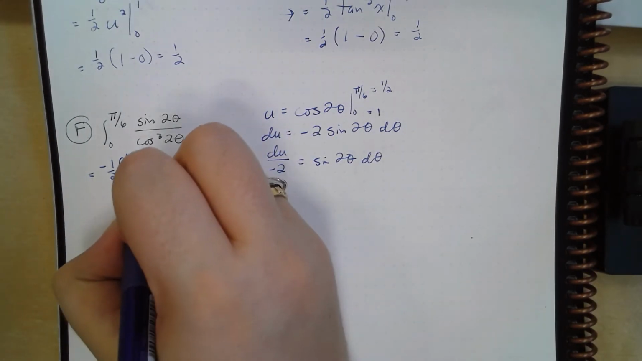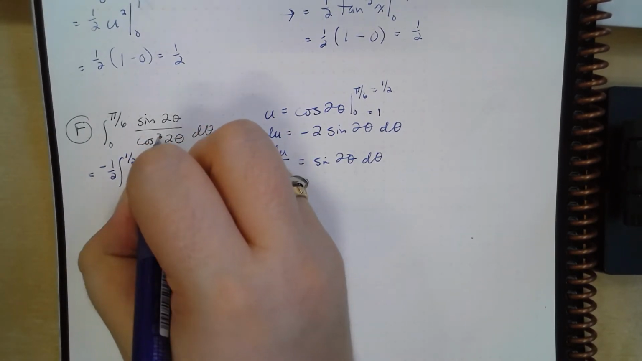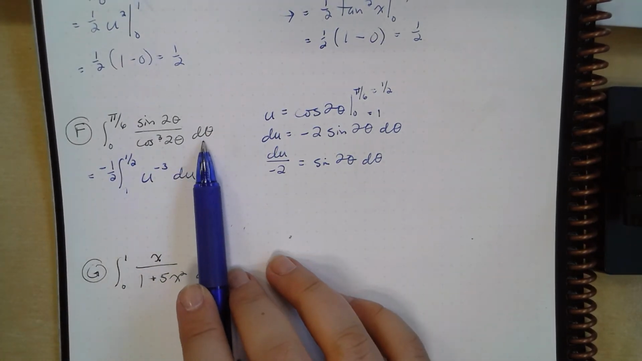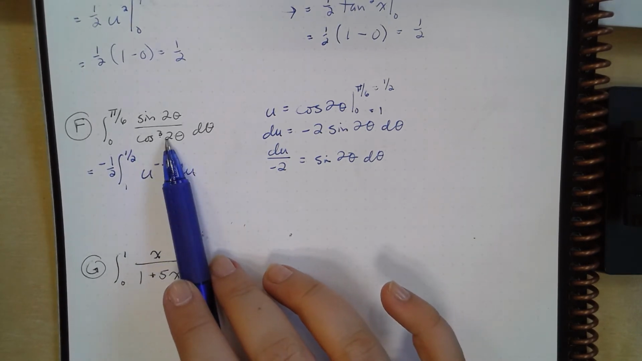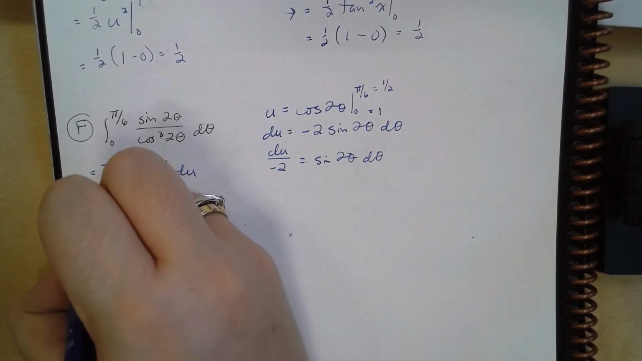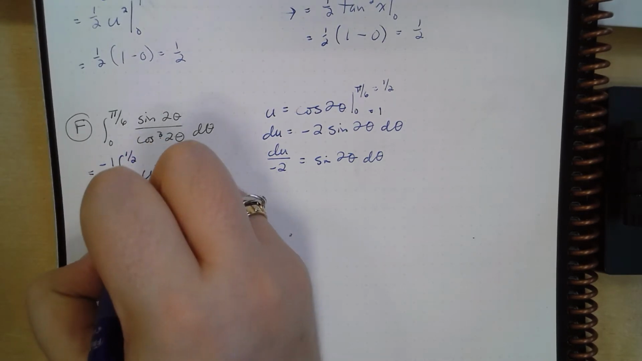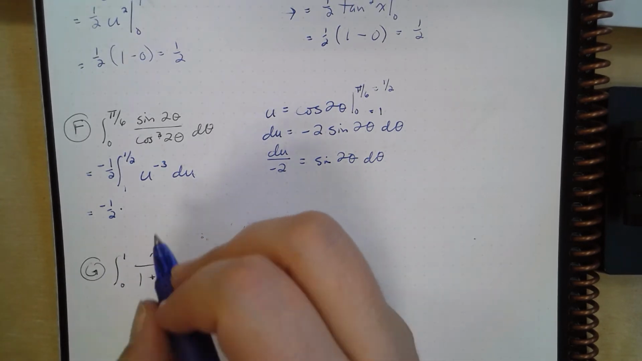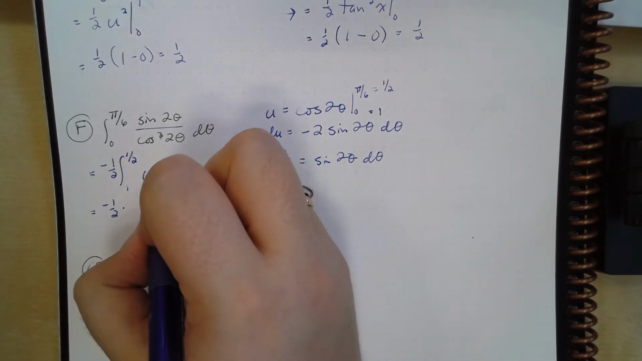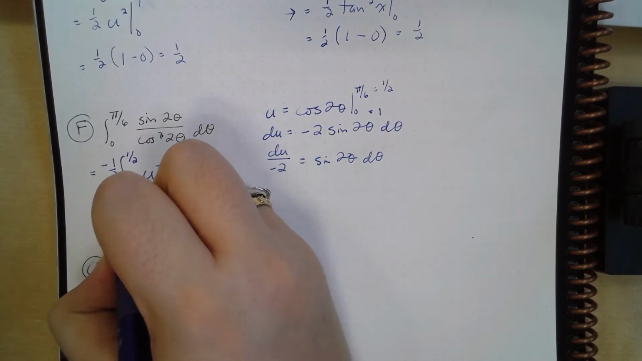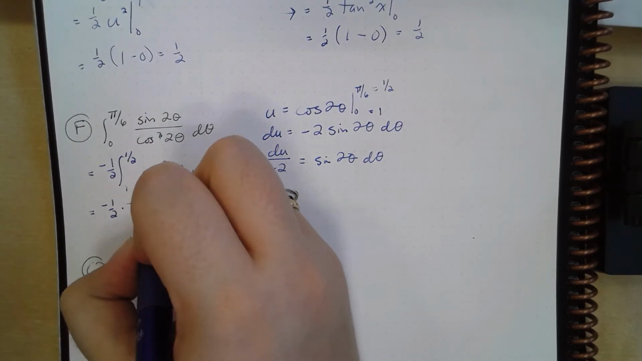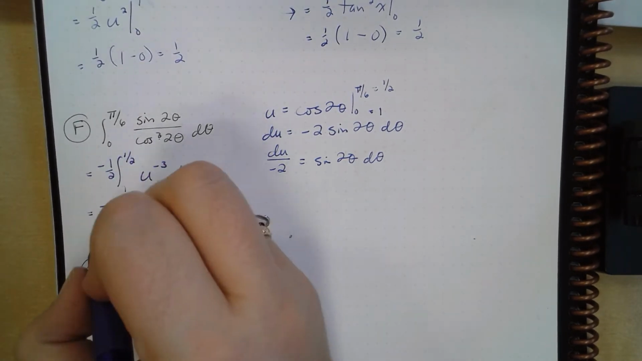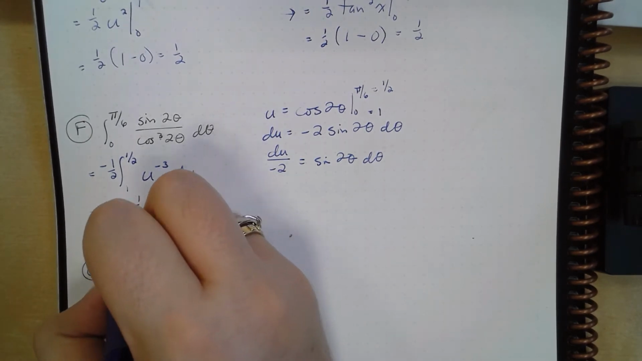So I'm going to change these parameters from 1 to 1/2, and I can write this as u to the negative 3rd power du, right? Hopefully you can see that. The du is the sine 2 theta d theta, and the negative 1/2 is here. So this is going to be equal to negative 1/2 times, if I add 1 to the exponent, I've got negative 2, so times negative 1/2, right? u to the negative 2, evaluated from 1 to 1/2.